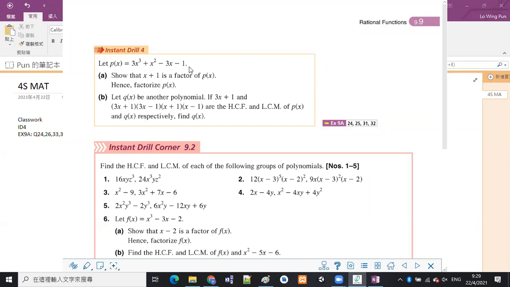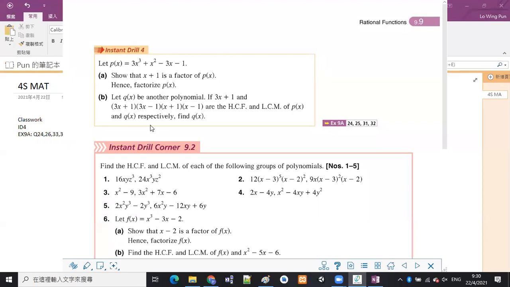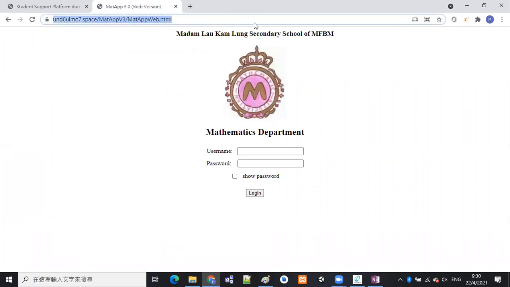We have done example 4 at the end of the lesson yesterday, so I would like to do instant drill number 4 with you together, in order to warm you up. Then I will ask you to do exercise 9A, questions number 24, 26, and then 33 and 34, which will be in the Math app. Let me paste the link to you.